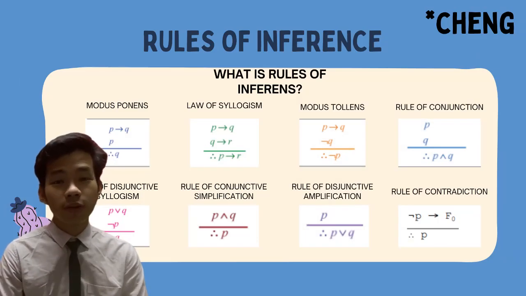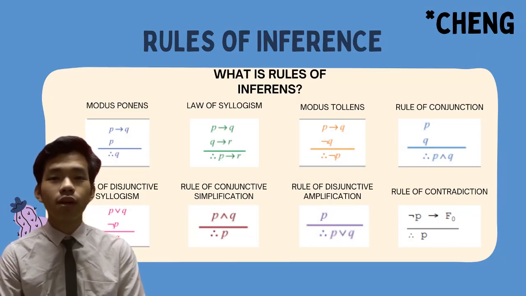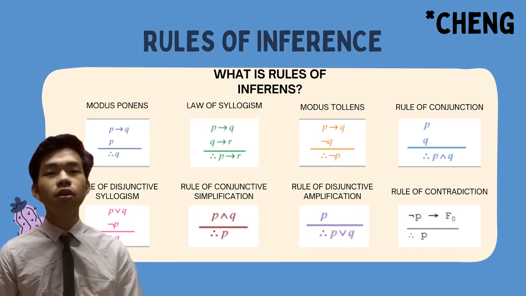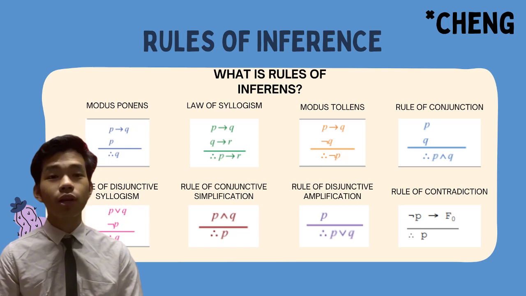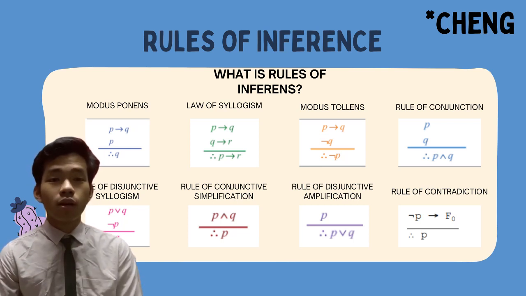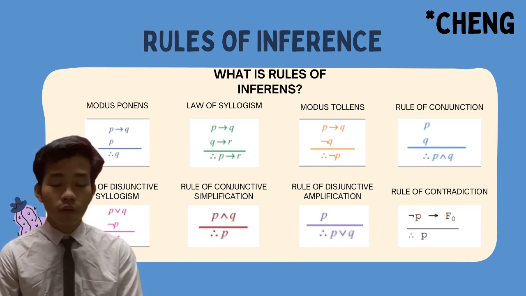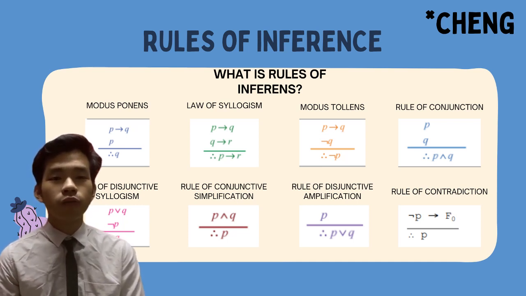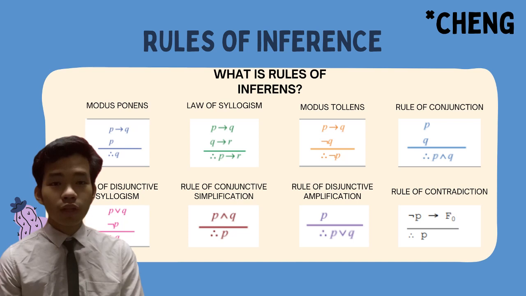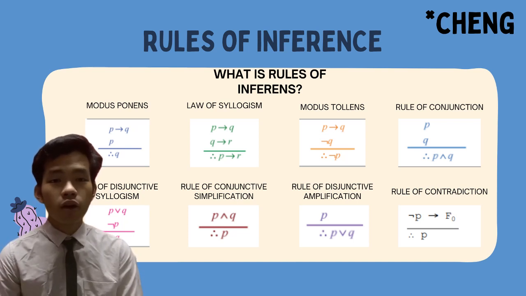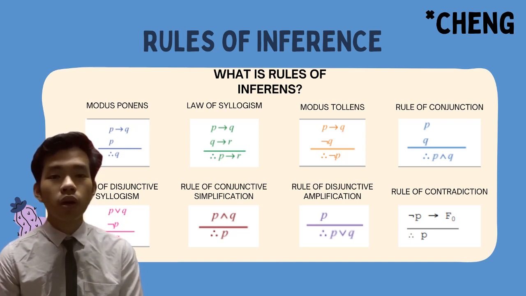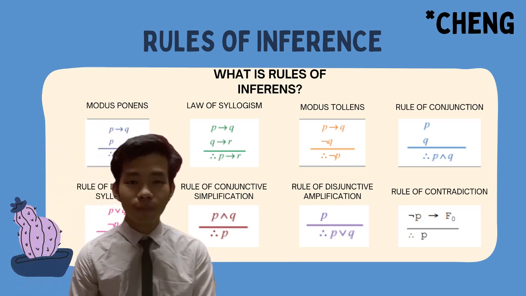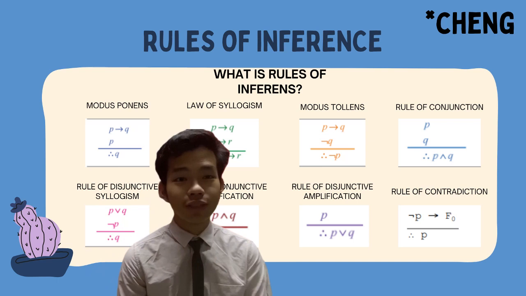Firstly, let me explain what the rules of inference are. Rules of inference is one of the methods to determine the validity of an argument involving more than 3 propositions. There are 8 types of rules of inference that you should know, which are modus ponens, law of syllogism, modus tollens, rule of conjunction, rule of disjunctive syllogism, rule of conjunctive simplification, rule of disjunctive amplification, and rule of contradiction.